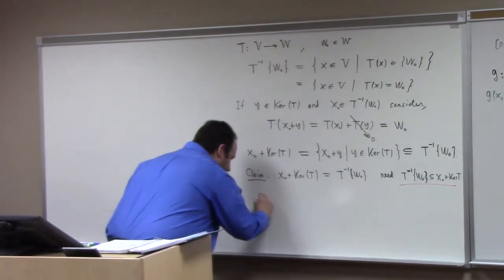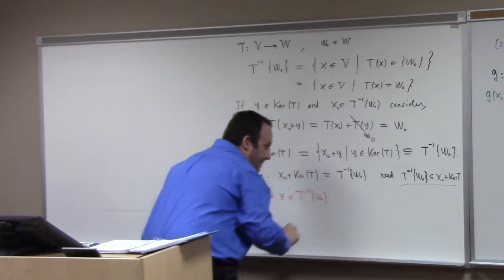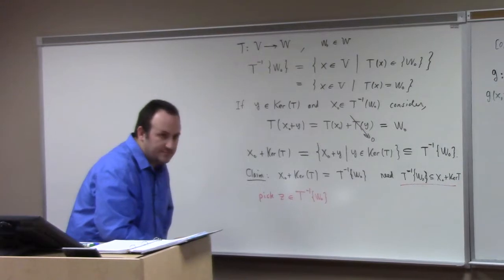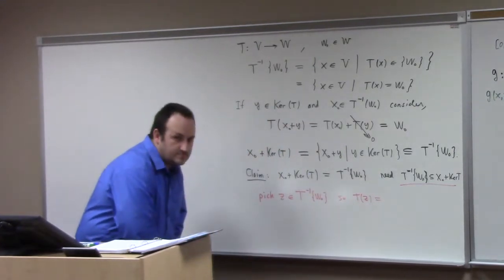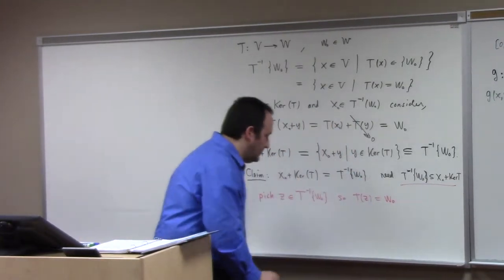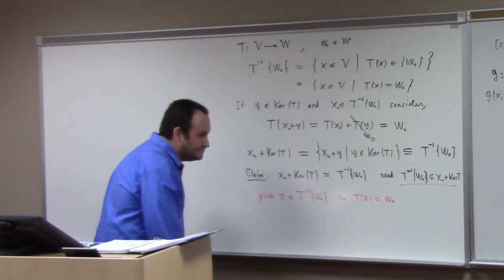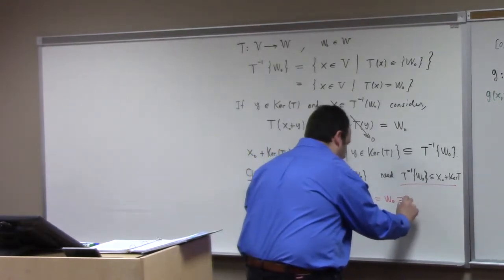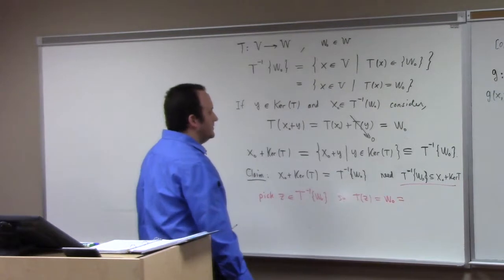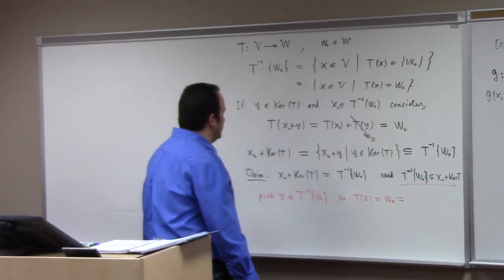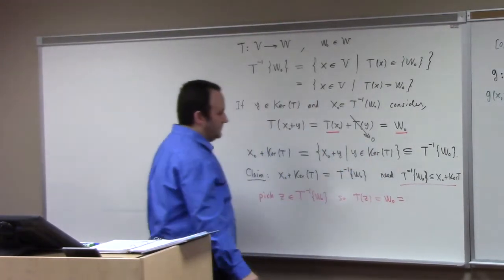So let's pick Z, for lack of imagination. Well, actually, I've used my other letters up. Z in the inverse image of W naught, right? Then what? So T of Z equals what? W naught, right? Which, by the way, is equal to what? My brain is freezing. Help me out. We know that W naught is equal, by construction, to T of X naught, right?